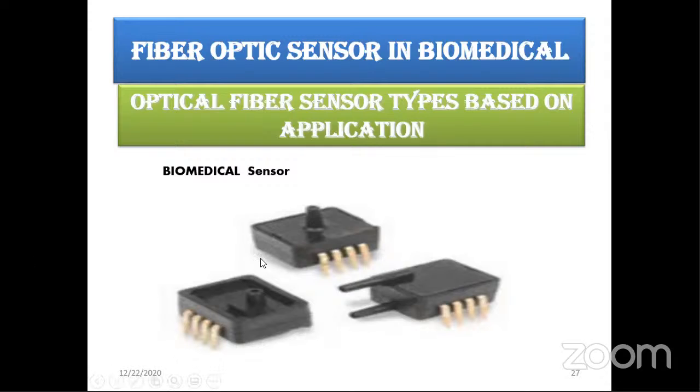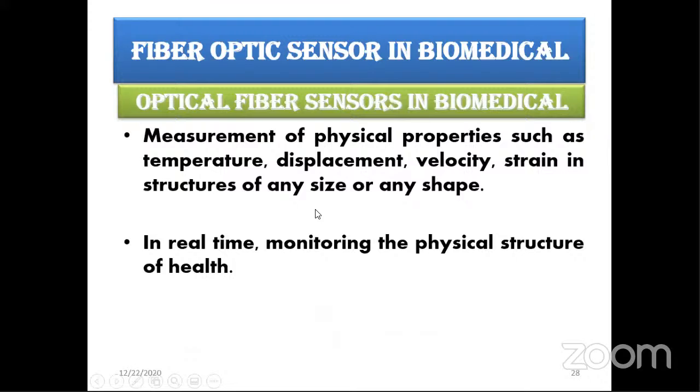This sensing technology is the key to collect human pathological and psychological information. That's why it is used. It is used to measure physical properties such as temperature, displacement, velocity, and strain in structures of any size or shape. And in real time, it is used to monitor the health of the physical structure.